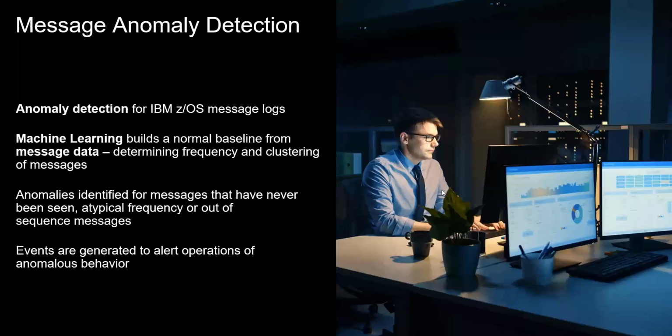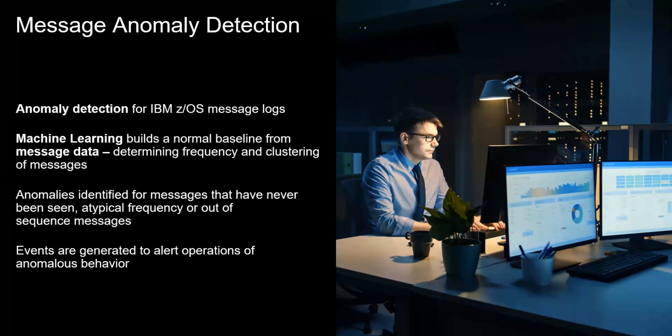So let me jump into the message side of things. Messages are a little bit different than metrics. We're looking for very different sets of things, and a lot of what we're doing today is keyed off of the message ID found in message logs. This is a great way to understand and see what's going on within those log files in an unattended way. So we still use historical data to build a normal baseline of your message data, but we're looking at different things than KPI or numerical values.